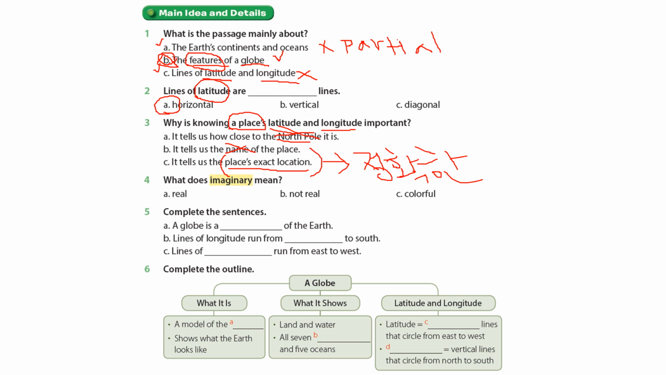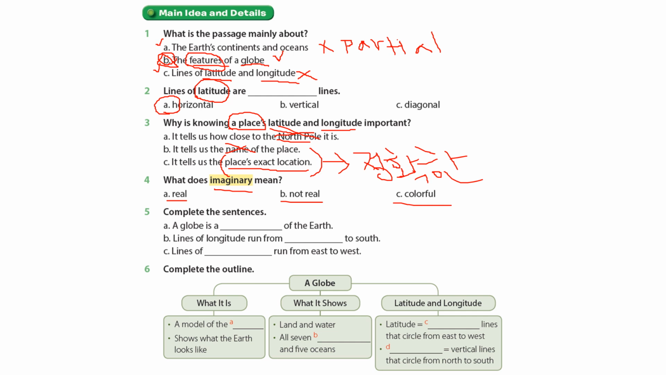Then what about question number 4? It says, what does imaginary mean? So I'm sure your teachers have sometimes told you, oh, imagine. Or whenever you write an essay, imagine a situation, right? Then are we trying to imagine a real situation? Or are we trying to imagine a not real? Or what about colorful? Right?